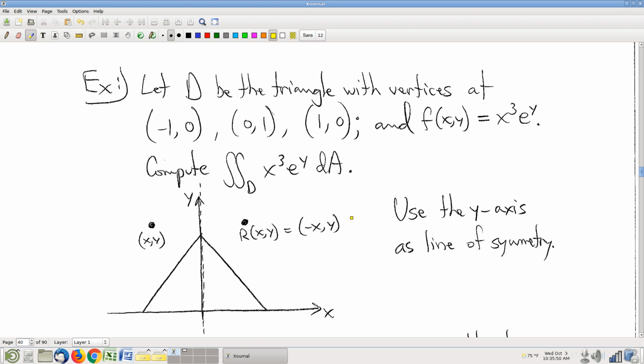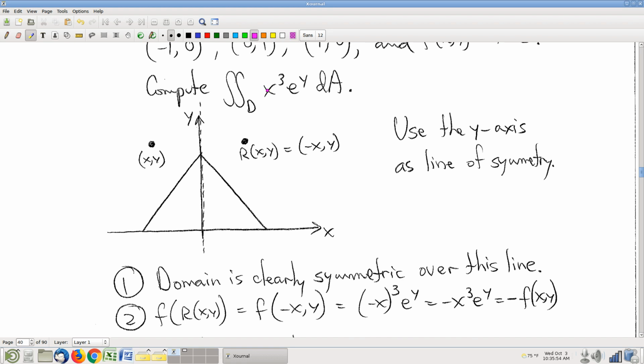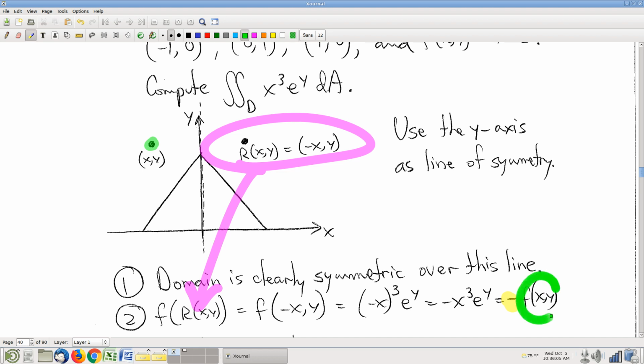Okay, and then same sort of thing. This formula for reflection, plug that in. Compute, compute, compute, and notice you do indeed get a minus sign compared to the value of the function at the point from which you reflected.